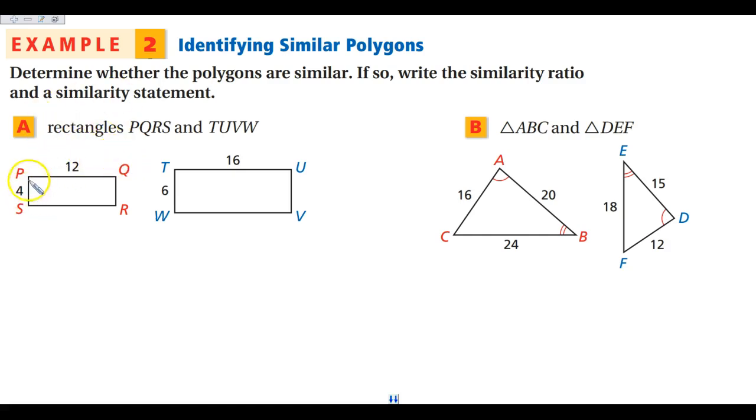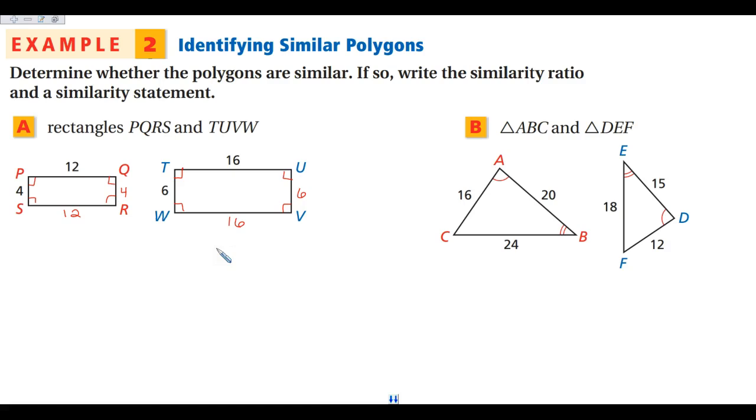Well, we know in the definition of a rectangle that it has 4 right angles. So I'm going to go ahead and label these as 4 right angles. We also know that a rectangle is still a parallelogram, so opposite sides are congruent. So if PQ is 12, then SR is 12. If PS is 4, then QR is also 4. If TW is 6, then UV is 6, and if TU is 16, WV is also 16.